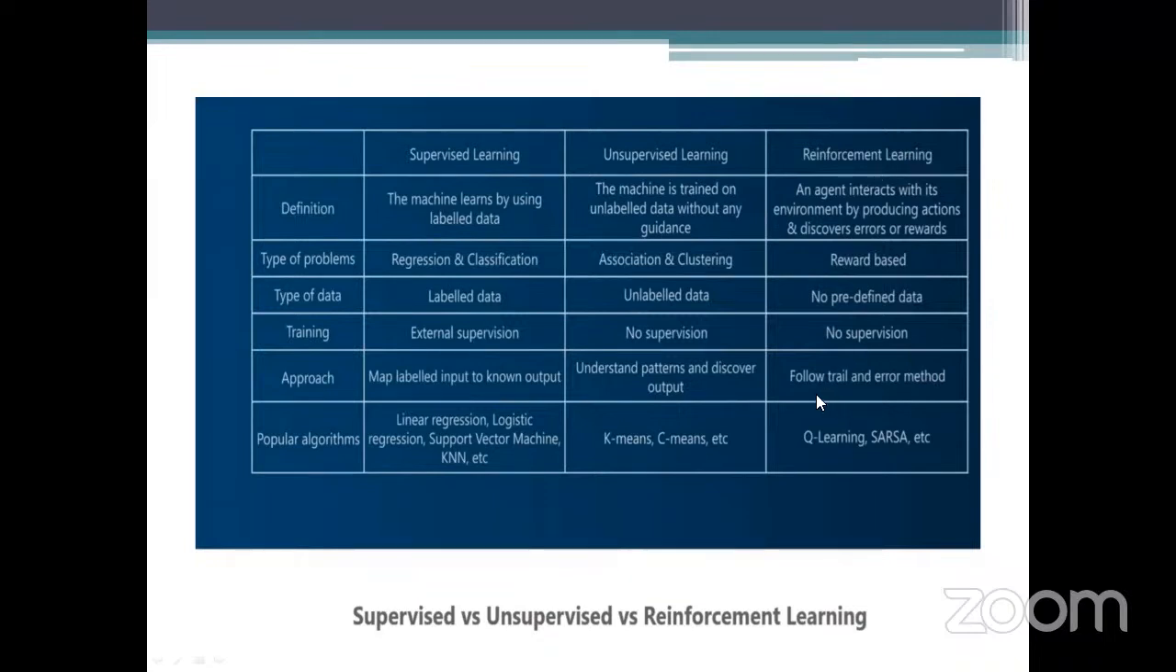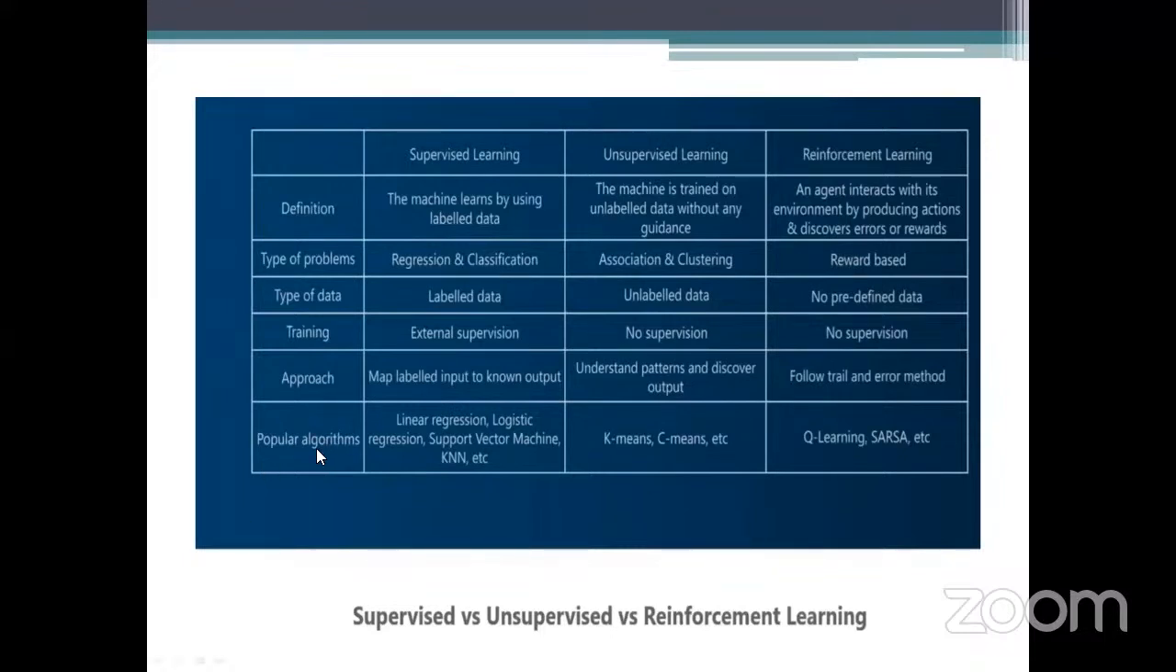Here, in reinforcement, follow the trial. So many trials will be there, so many tryings will be there. Finally, it discovers, errors will be found out, and finally you'll get the correct output, right? This is reinforcement. In advanced methods, self-driving cars and many others use reinforcement learning.